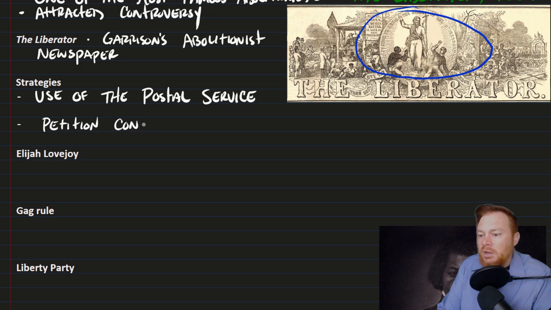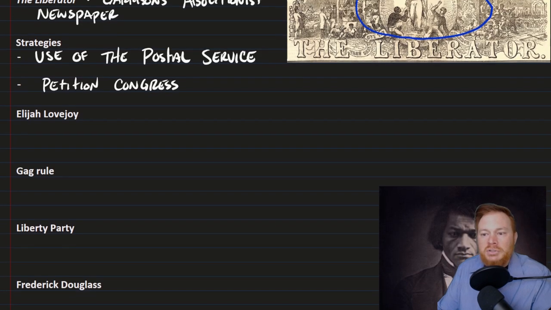At this time, there are not really a lot of members of Congress that are willing to speak out on the issue of the abolition of slavery, but it's getting there, right, as time goes on. And so to petition a member of Congress and have them discuss it out in the open was a way of bringing more attention to it. So these were two strategies that the abolitionists used.